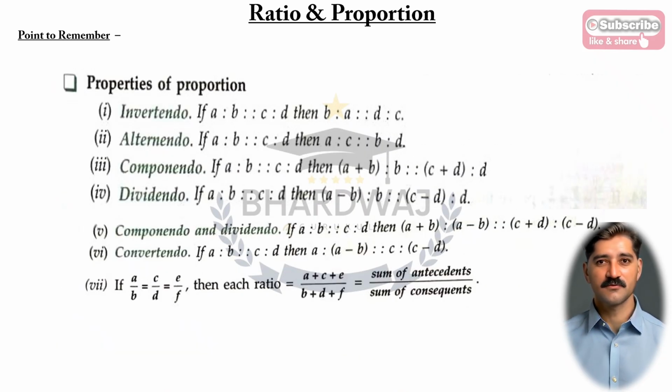7. If A upon B equals C upon D equals E upon F, then each ratio equals A plus C plus E upon B plus D plus F, equals sum of antecedents upon sum of consequents. Let's simplify it step by step.